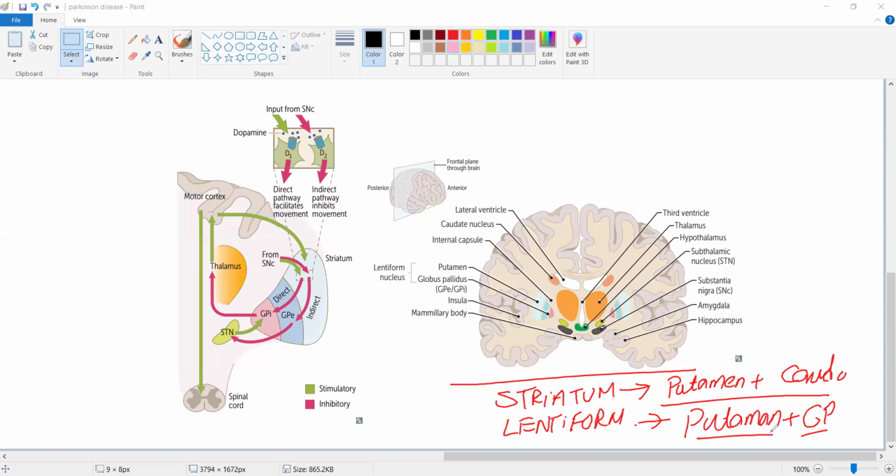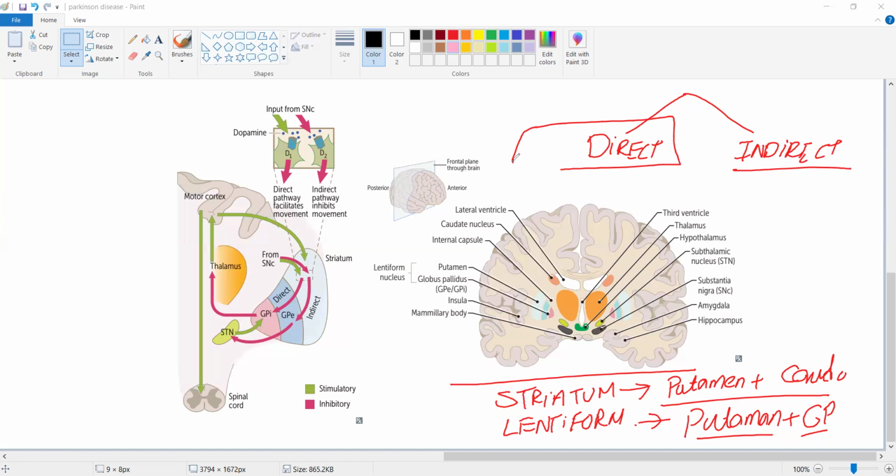Okay. So there are two pathways from the basal ganglia point of view, direct and indirect pathway, right? So direct pathway leads to facilitate movement. Direct pathway facilitates movement, right? Okay. And indirect pathway inhibits movement.